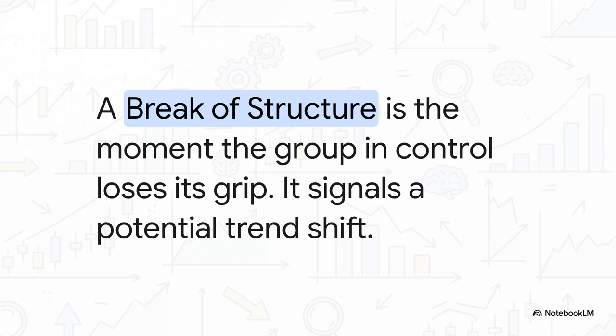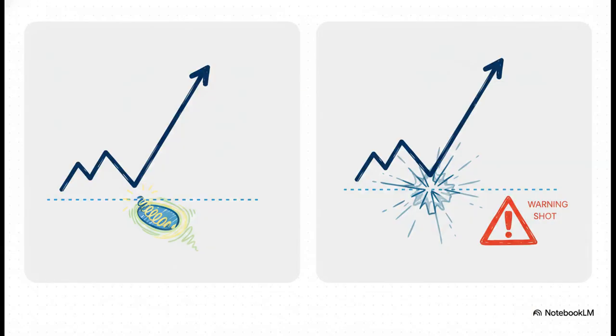This is probably the single most important concept in reading price action. It is the very first objective clue that the trend you've been following is starting to fail. It's that moment of weakness when the team in charge starts to fumble the ball. This just makes it crystal clear.